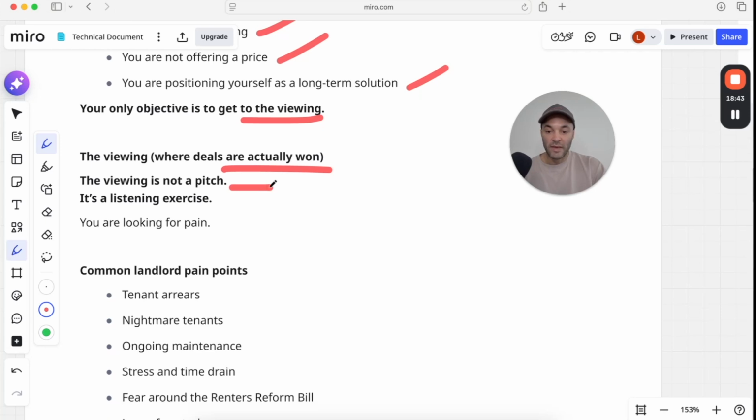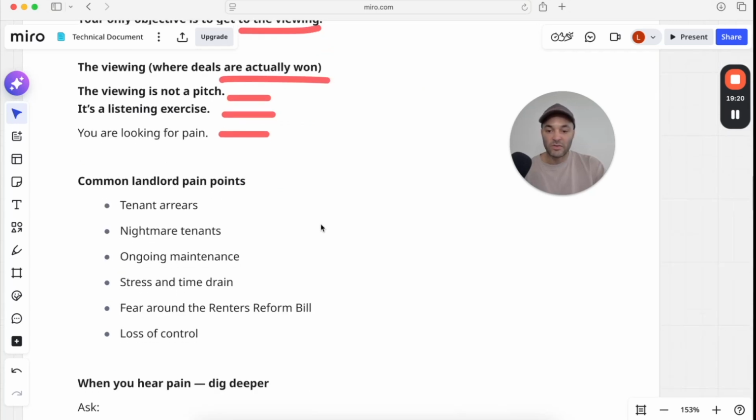Viewings are not a pitch, they are listening exercises, and you're looking for pain. So when you're on viewings with landlords, try not to talk too much, try and listen more than you speak. You need to ask provoking questions that will encourage the landlord to tell you about the property, tell you about the previous tenants.